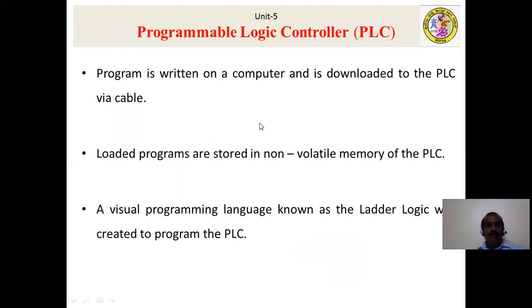In a PLC, usually the program is written on a computer and then it is downloaded to the PLC via the cable. The loaded programs in a PLC are stored in a non-volatile memory. We use a visual programming language called as the ladder logic.